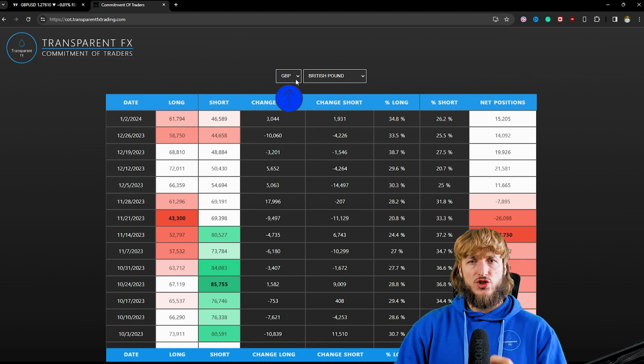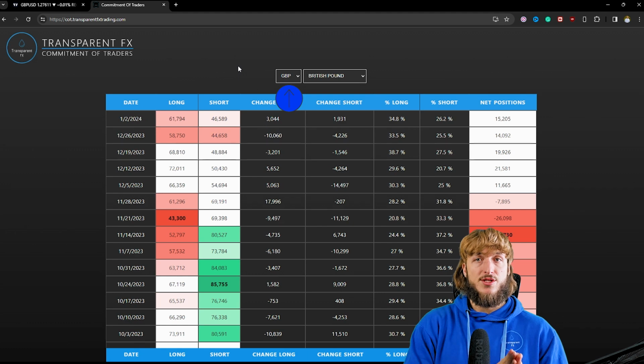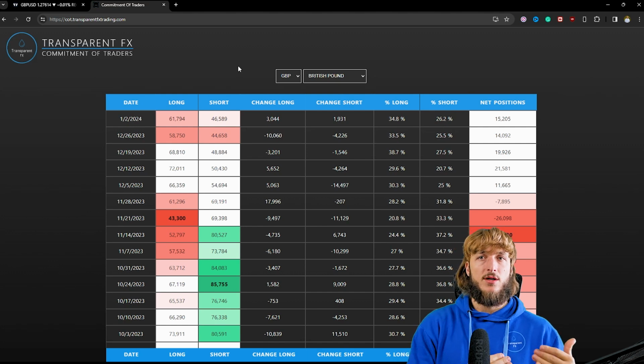Now, why do I say GBPUSD if we're just looking at the GBP? Because all currencies on the spot are traded against the USD. So if we're checking the data for the GBP, we're actually already checking GBPUSD.